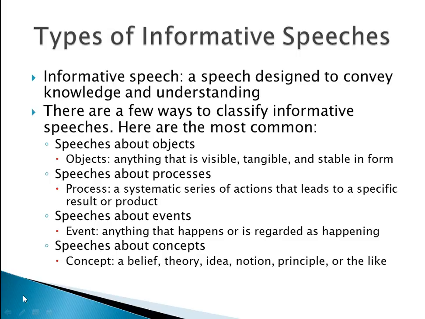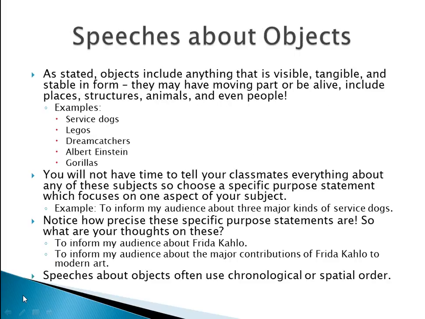A speech about objects: an object is going to be defined here as anything that is visible, tangible, and stable in form. I'm actually going to go over these in just a minute a lot further. A speech about processes: a process is going to be defined here as a systematic series of actions that leads to a specific result or product. Speeches about events: an event here would be defined as anything that happens or is regarded as happening. And then speeches about concepts: a concept here is going to be defined as a belief, theory, idea, notion, principle, or the like. But let's take a look at each of these just a bit further.